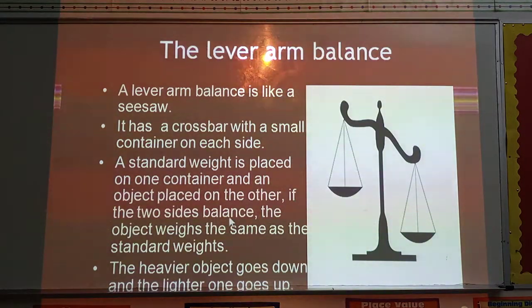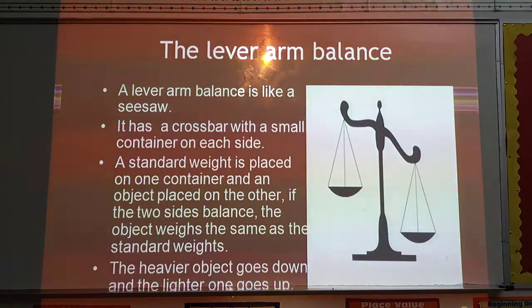Now, if the two sides balance, it means that whatever weight was placed on the other side is equal to the standard weight. Okay, so if for example I placed a phone on this particular side and then I placed 2 kilograms and 1 kilogram on this side and I end up balancing the two, it means that the weight of the phone is equal to 2 kilograms plus 1 kilogram, which is 3 kilograms.